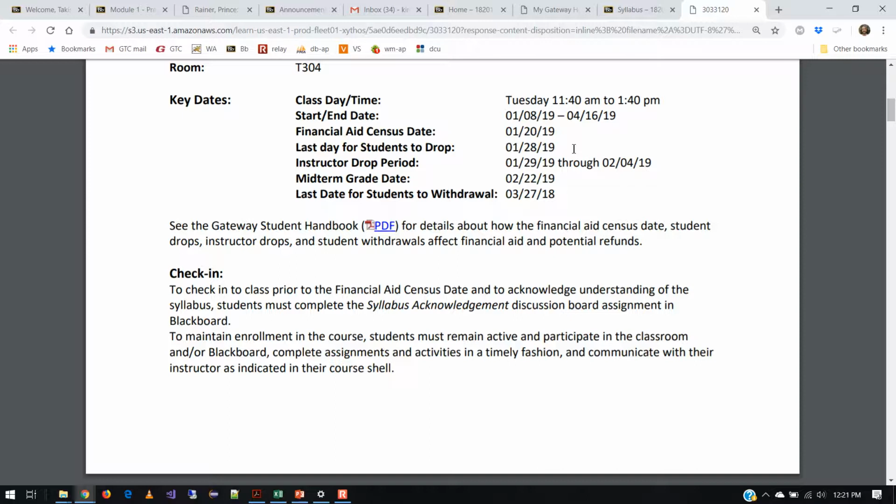If you guys are getting to the point where you think it's not going to go well, first of all, talk to me, right? We can always work something out, but you're better off not having that F on your transcript. The only way to get rid of it is to retake the course. A W, a withdraw, is not so bad.